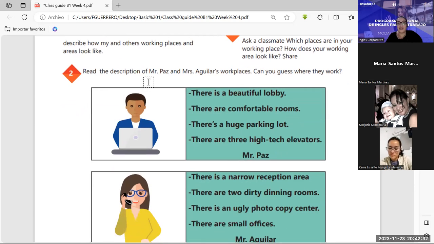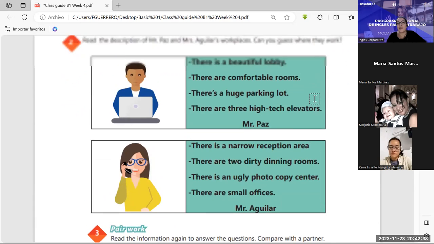Okay, the written description of Mr. Paz and Mrs. Aguilar workplaces. Can you guess where they work?